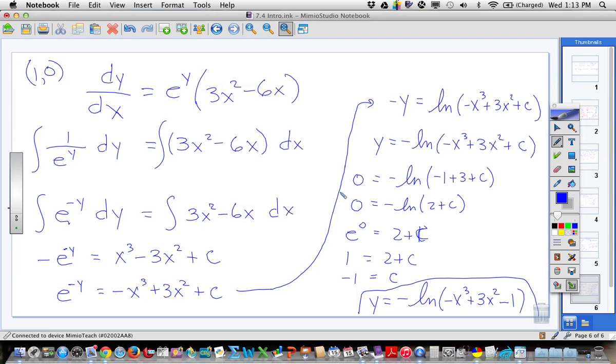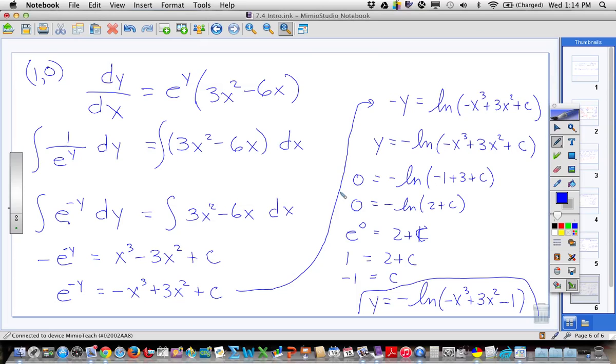If I'd put my 1 in for x, I'd get -1 plus 3, which is 2. 2 plus C equals 1. Subtract 2, I get -1. I found C is -1 really easily right there already. So I could have done that, but I didn't. I went ahead and did this, so I have e to the -y.